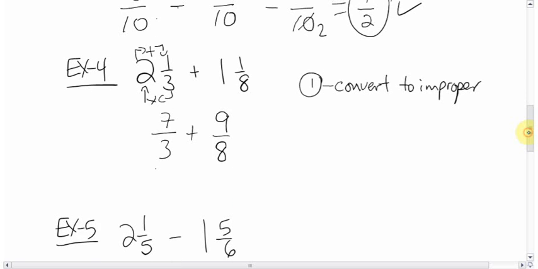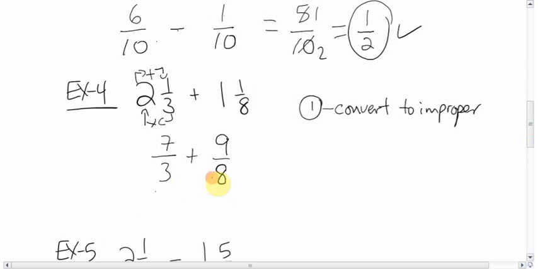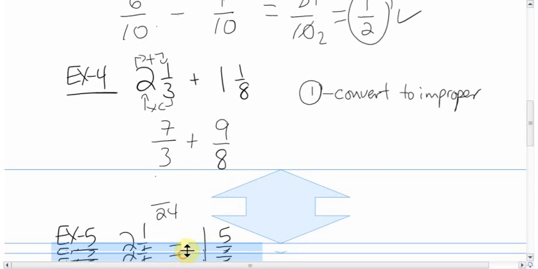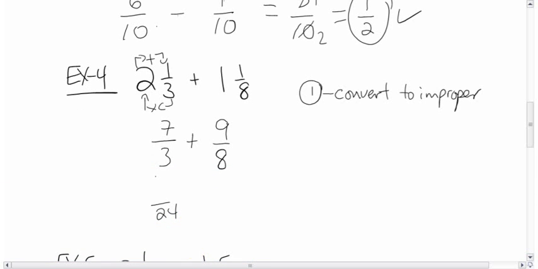What's a common denominator between these two? 24. Let me just make some more space here. Okay, so 24 is a common denominator between both. Just by timesing them together, it'll work that way. How do we get 3 to become 24? We times by 8. Do the same to the top. 7 times 8, 56. Plus, how do we get 8 to become 24? Times by 3. Do the same to the top. 27 is what you get there.